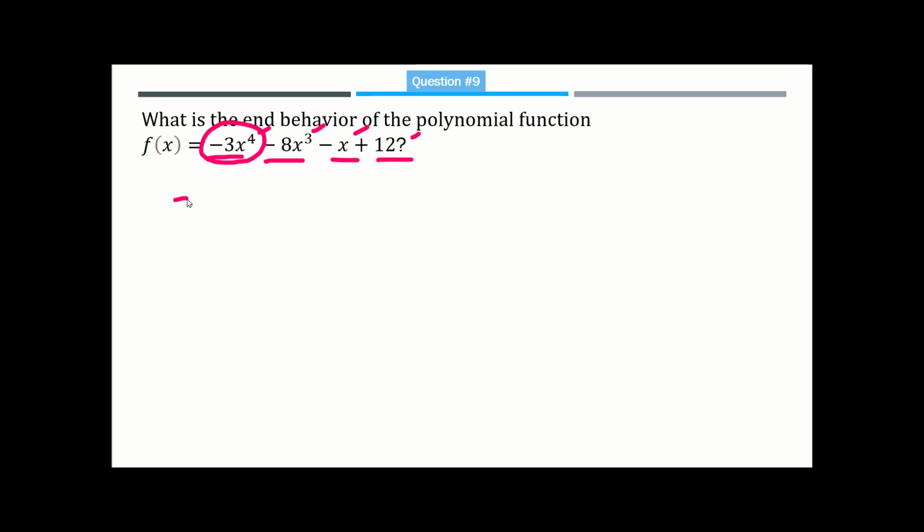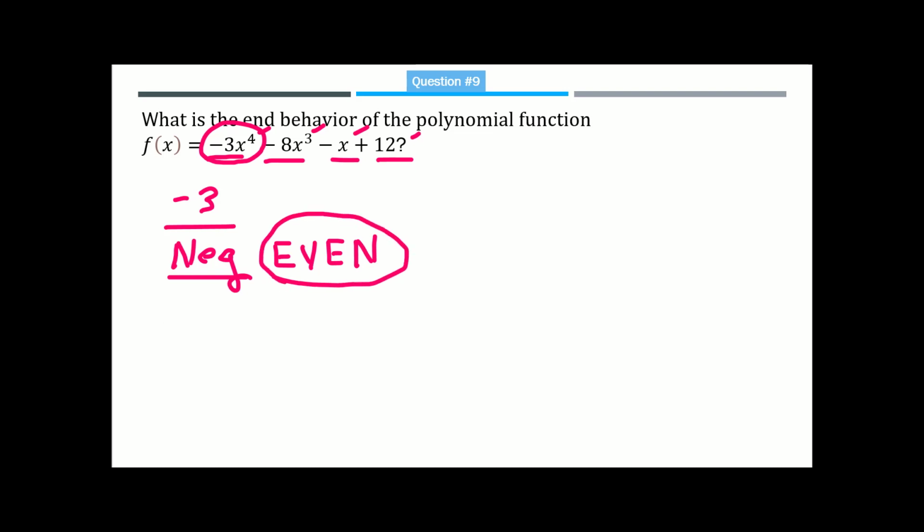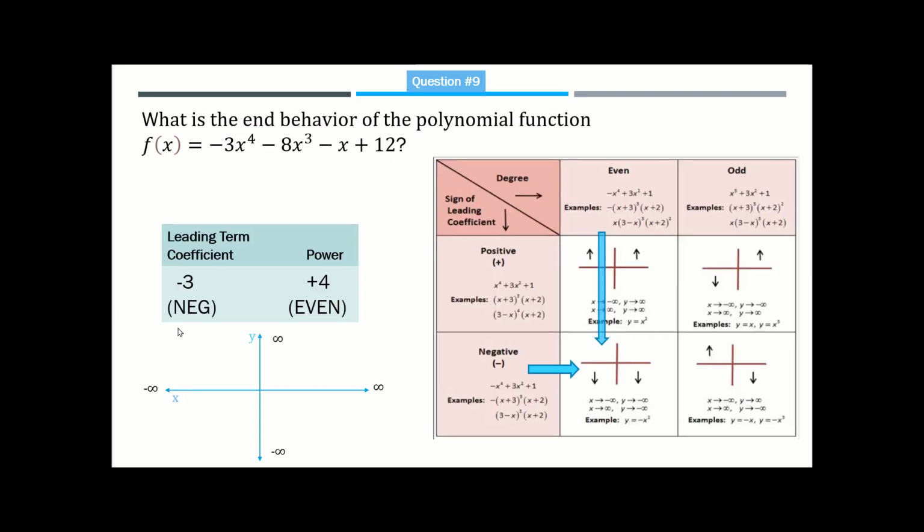So that leading term, the coefficient is negative, and the power is even. So think back to your notes. Keep this in mind. Move over to another slide, have some more room. Let's look at that closely. What does that behavior look like? Negative, even. Negative, even. It's going to look like this right here.